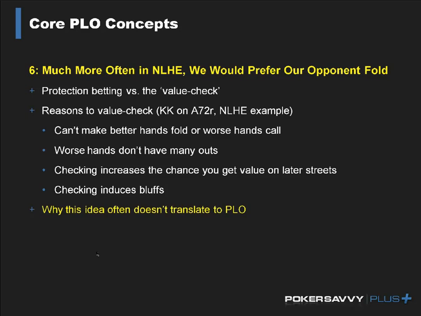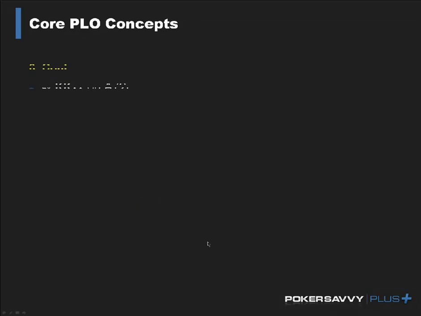Let me tell you now why this idea doesn't often translate to PLO. And I'll just get right to it. A lot of times when condition 1 holds, 2 to 4 don't. And I think we can just move over to the next slide. I think the example is listed there. Yeah, king-X-X on an A-7-deuce rainbow.